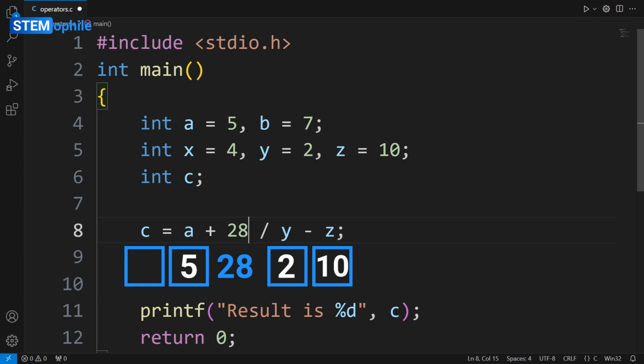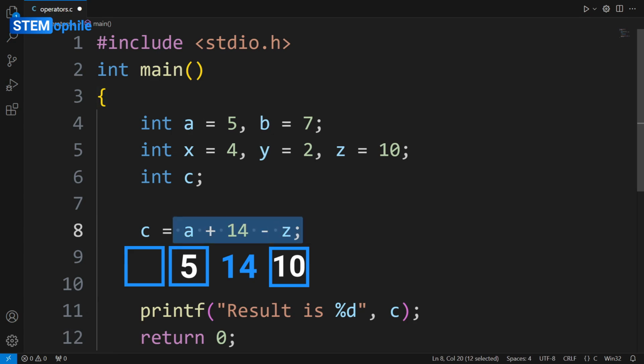Now the expression becomes C equals A plus 28 divided by Y minus Z. Next, division comes next in the precedence. So we solve 28 divided by 2. 28 divided by 2 equals 14. Now the expression becomes C equals A plus 14 minus Z.